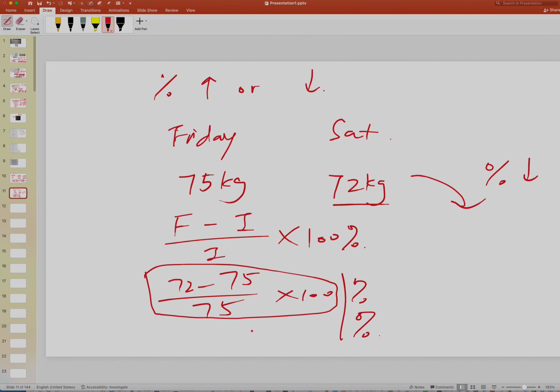Is it indefinite? -4. -4. Yes. Okay, yep, so -4%. Okay, so basically a 4% decrease. Okay, so this is another application of percentage.